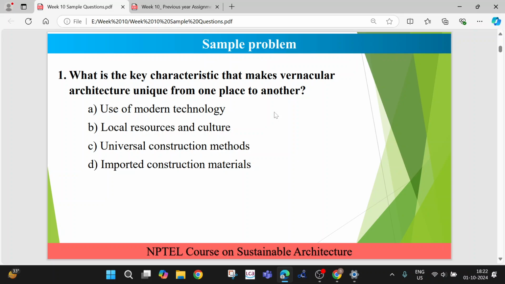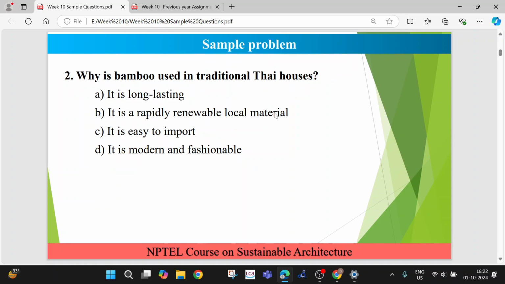So let's move to the second question of today's lecture 46. Here is the second question for all of you. Why is bamboo used in traditional Thai houses? What was the focus of using these bamboo materials in traditional Thai houses? What do you think? Out of the four options, which should be the most suitable one?